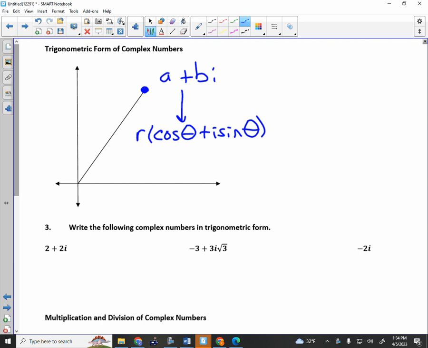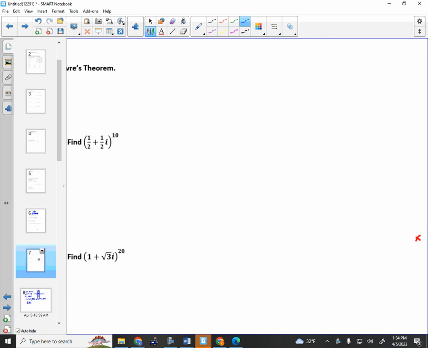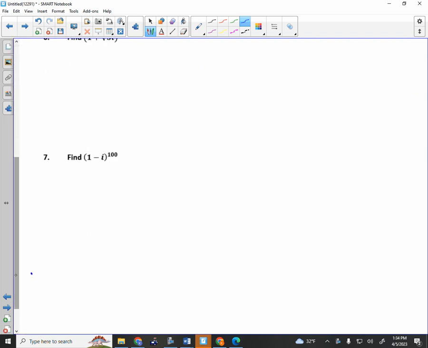So we really have 2 goals today, and that is to learn how to work with numbers that are in this form, trigonometric form, and we want to be able to multiply and divide them. That's goal number 1. And goal number 2, be able to raise them to a power. And just to preface your brain, look at the ridiculous piece that you're going to be doing. This one right here, 1 minus i to the 100th power.